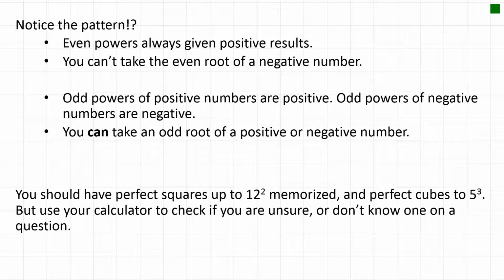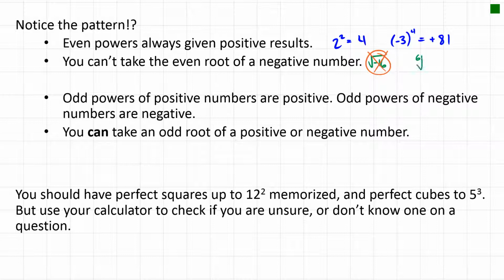So did you notice the pattern? Even powers always give positive results. For example, we had 2 squared, which is equal to 4, and negative 3 to the power of 4 would be negative 3 times negative 3 times negative 3 times negative 3, which gives us positive 81. And one of the results of this is that you can't take the even root of a negative number. So the square root of negative 16, that's a no-go.